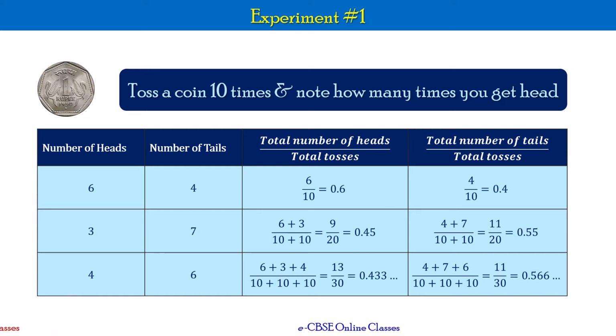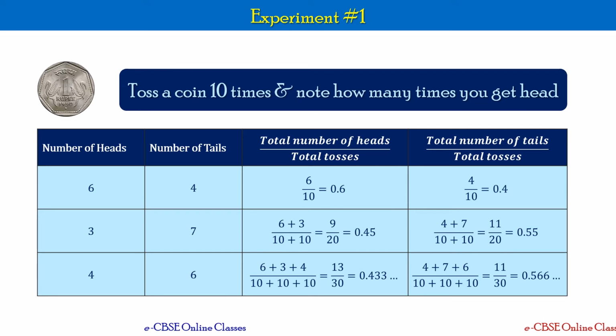A couple of points that you need to note from this table: in any of these rows, the sum of the values in column 3 and column 4 comes out to be 1. And another point is, if you repeat this experiment a sufficiently large number of times, say 1000 times or 10,000 times, the ratio of total number of heads to total tosses will come out approximately equal to 0.5.